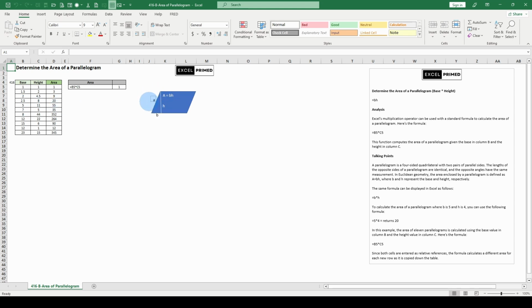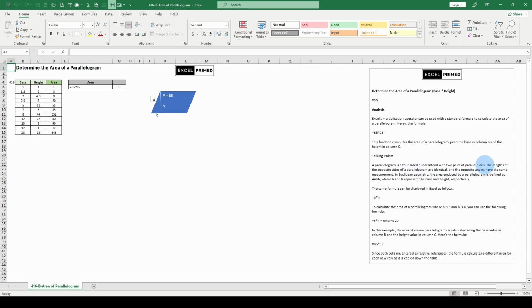What's the area? It's this, everything in blue. A parallelogram is a 4-sided quadrilateral with 2 pairs of parallel sides. These are parallel. That means they equal each other. The top and the bottom equal each other. The sides equal each other.